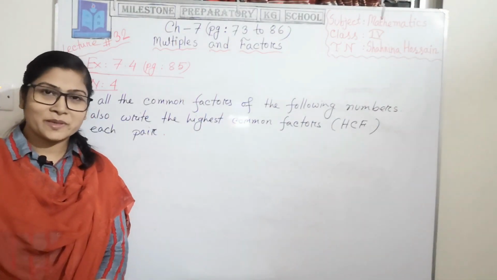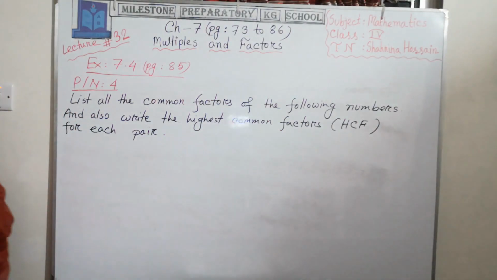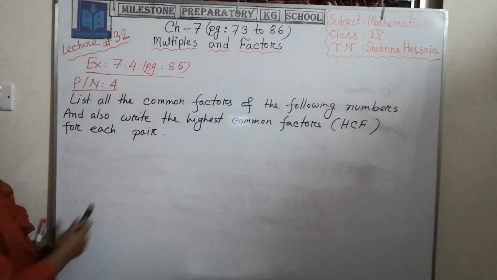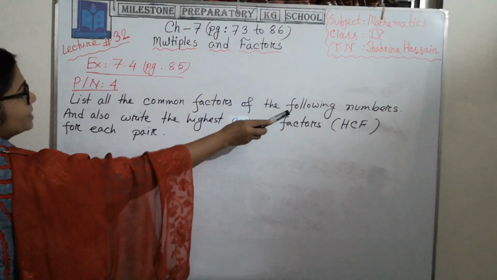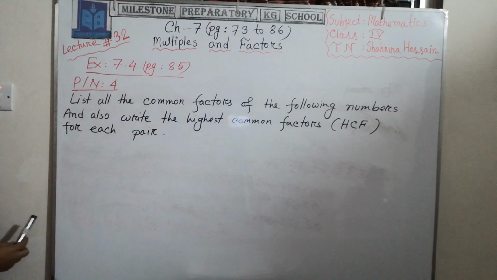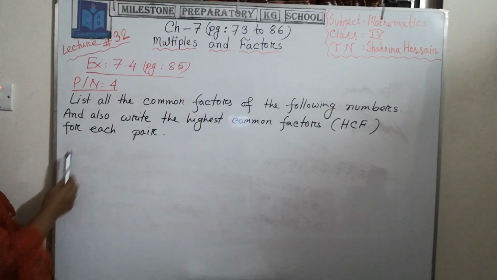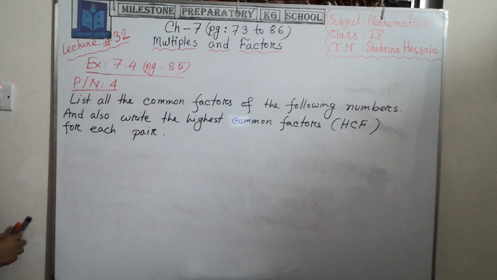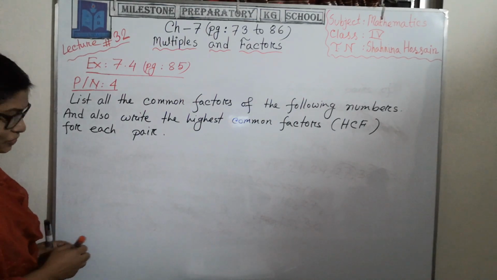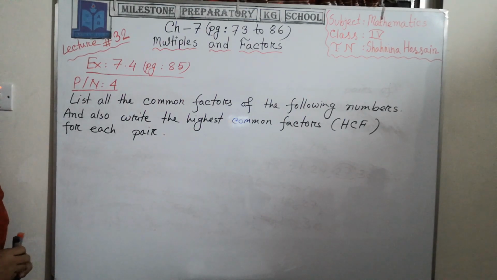Now problem number 4. See the board. List all the common factors of the following numbers and also write the highest common factor, HCF, for each pair. So how can we do this math? See, at first we find the factors of the given numbers, then we find the common factors, then we find the HCF, that means highest common factor.